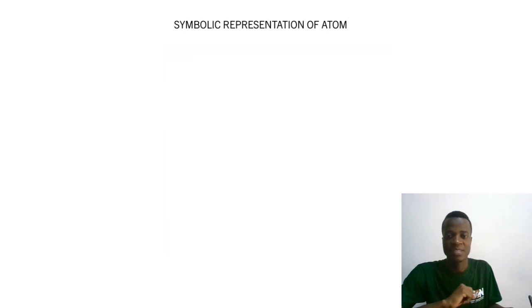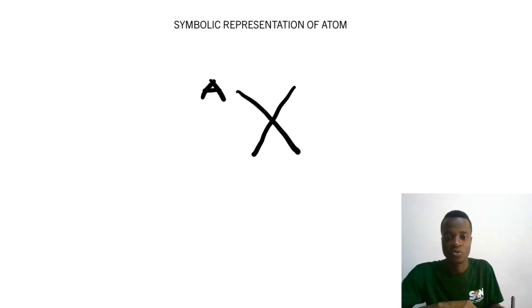Now let's go to the symbolic representation of the atoms. For the symbolic representation, let's say one atom is X. The atom has parts, so I will label them.